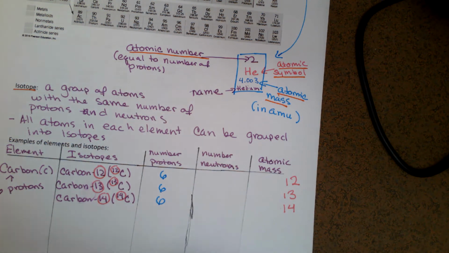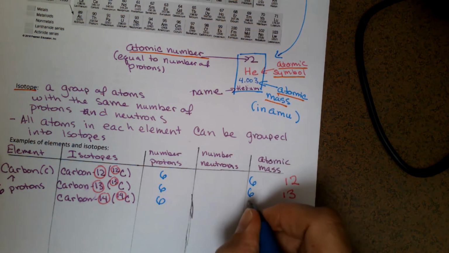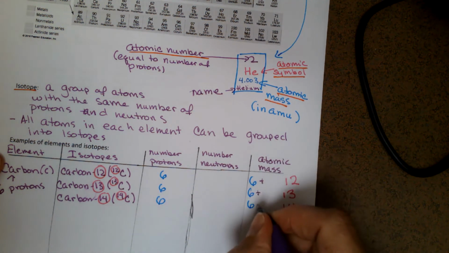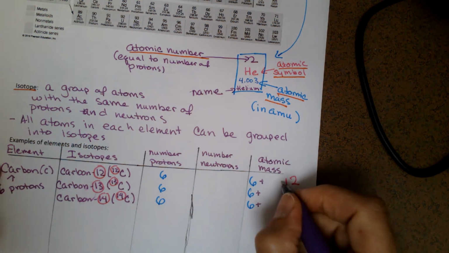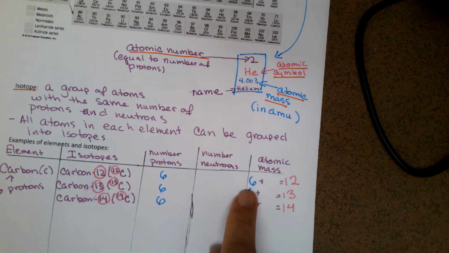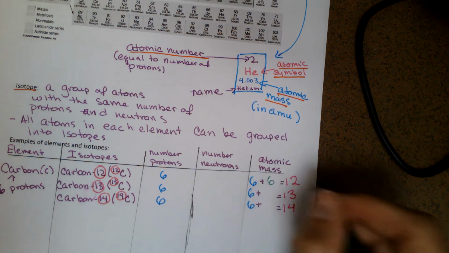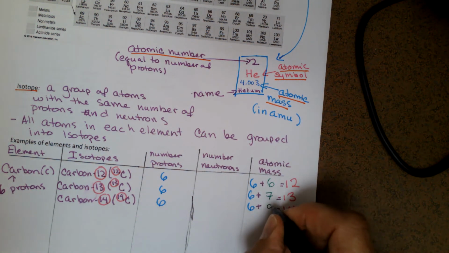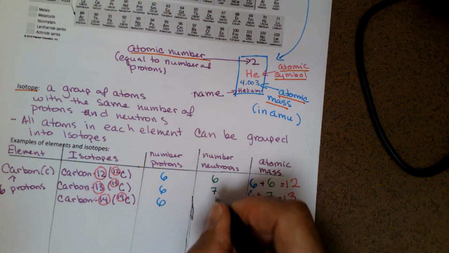So the atomic mass is equal to the number of protons plus the number of neutrons. I'm just going to use green for neutrons, and that will equal my atomic mass. So to get the number of neutrons, I just have to say 6 plus what equals 12? Good. 6. 6 plus 7 equals 13, and 6 plus 8 equals 14. So the number of neutrons is 6, 7, 8.